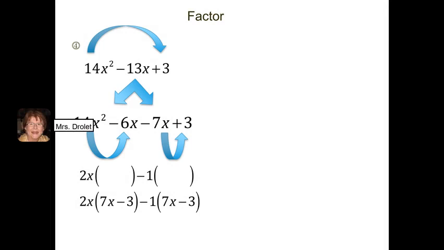If I look at the first two terms, I found the GCF of 2x. I divide 2x into both terms. That gives me 7x minus 3. The second group, my GCF is negative 1. I divide negative 1 into both terms. That will give me my other factor as 7x minus 3. What do I do now? I've got a GCF that's a binomial. My GCF that's a binomial is 7x minus 3.